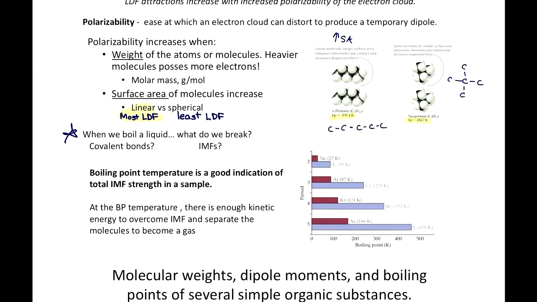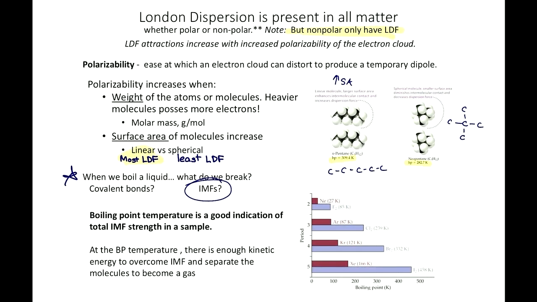So since we're breaking IMFs, if we know the boiling point temperature of substances and we compare boiling point temperatures, that tells us the general amount or magnitude of IMFs that are present. The higher the boiling point temperature of a substance, the harder it is to break those IMFs. Higher boiling point means that there are more IMFs present. All right, so that's a really good way we can measure the extent of intermolecular forces present for a substance.